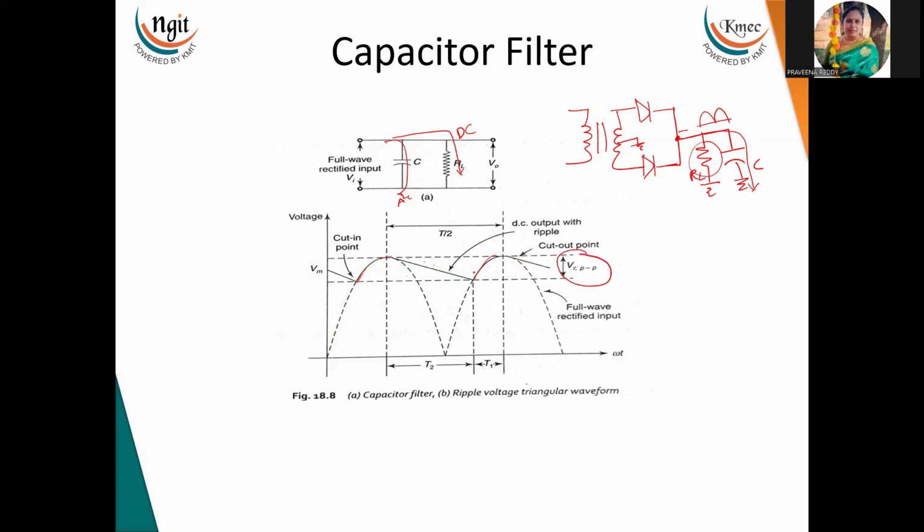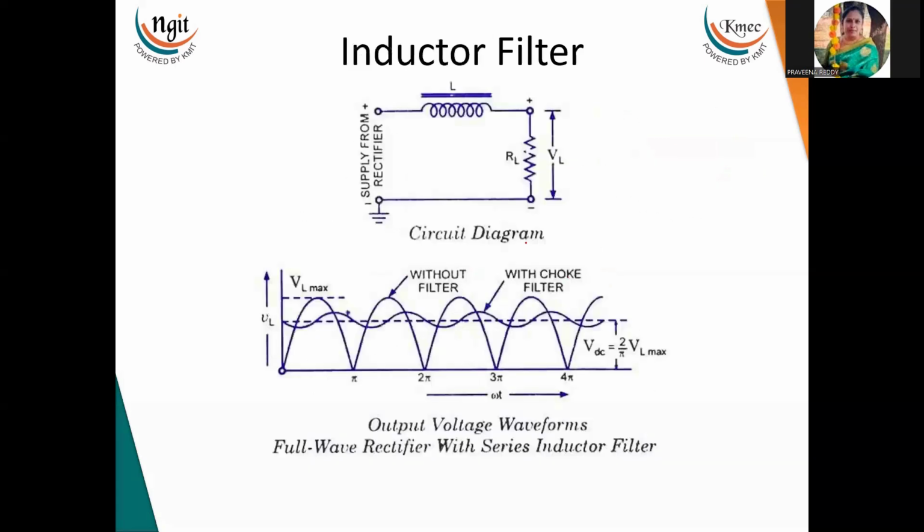This ripple can be reduced. To get pure DC, we have to increase either the capacitor value or the resistor value. The product of R and C is called tau. If the R value or C value or both are very high, then we get almost a straight line. So we get pure DC if the R and C values are very high. So this is about the capacitor filter.